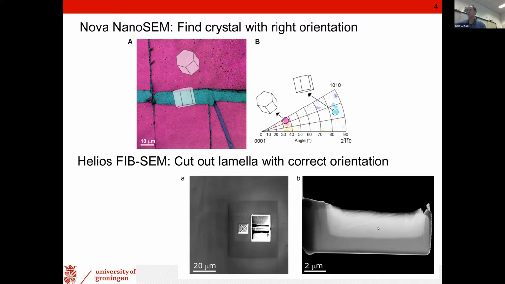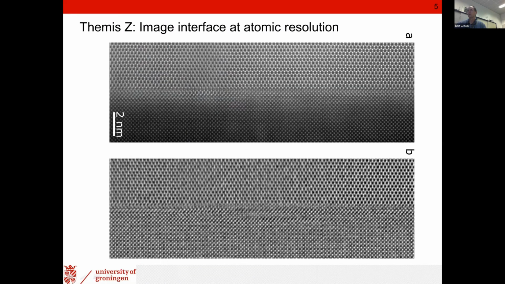So we have this lamella, which is in a specific orientation where we have planar interfaces we can image, and then we can image these in a thin area, of course, at the edge. We can image them in the TEM. And this is then the imaging we do in the TEM. This is more familiar to you.